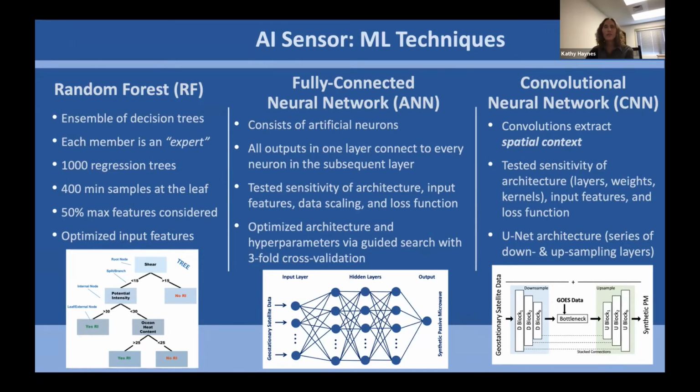Finally, in order to take into account the spatial context, we use convolutional neural networks, or CNNs. Here we tested the sensitivity of the architecture, input features, and loss function. And for our application, we found that the UNet architecture performed the best.